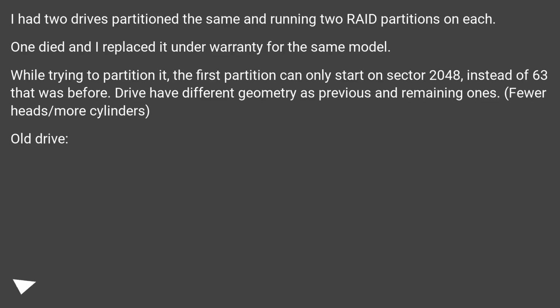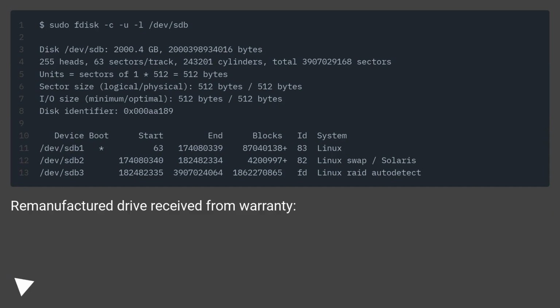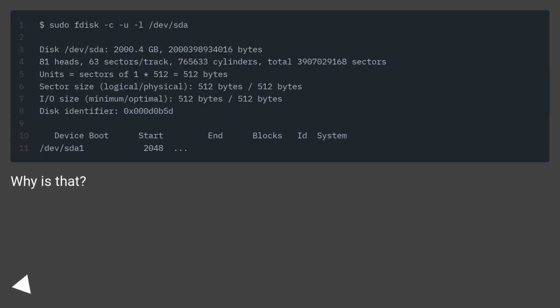The drives have different geometry from the previous and remaining ones. Fewer heads, more cylinders. Old drive. Remanufactured drive received from warranty. Why is that?